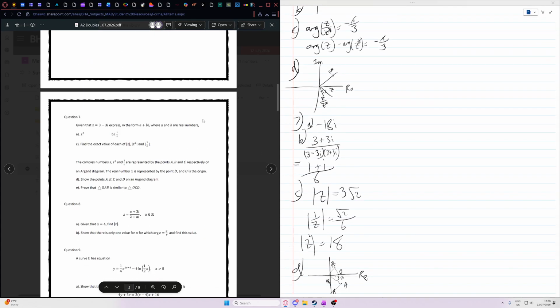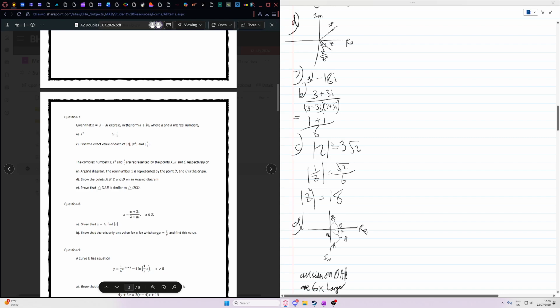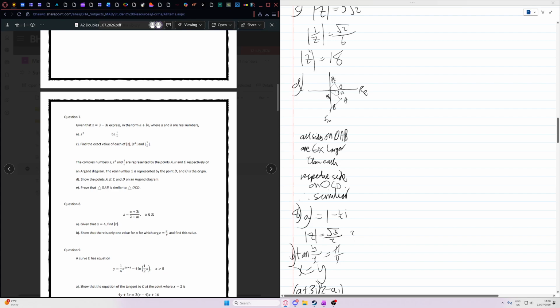Question 7, again, just calculate, same stuff. If there's anything 1 over a complex number or complex numbers divided by each other, you just do the conjugates. Next, find the modulus of all of them. Nice, really fun stuff. Then this question is a bit of a weird one.